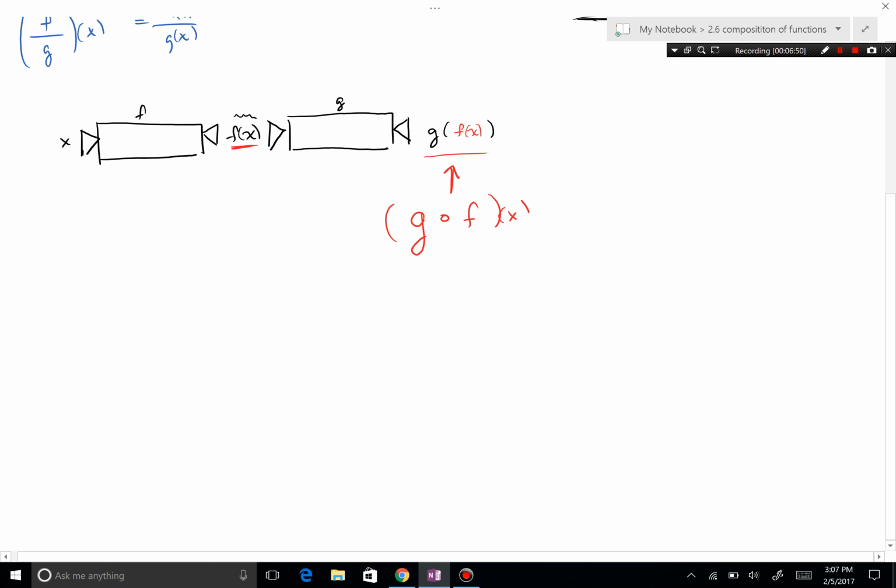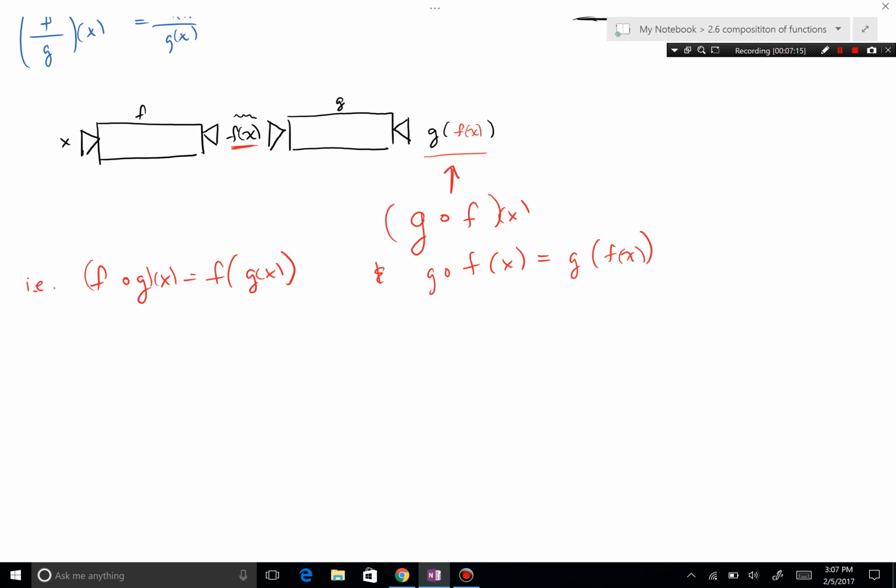So f composed with g of x implies that we're going to shove the g function into the f function, and likewise g composed with f of x is the same thing: shove the f function into the g function. It's fairly simple. It really is. You just got to understand stuff. So let's do a couple examples, and then we'll hopefully get to some nitty-gritty stuff. This is your new piece of the puzzle today.